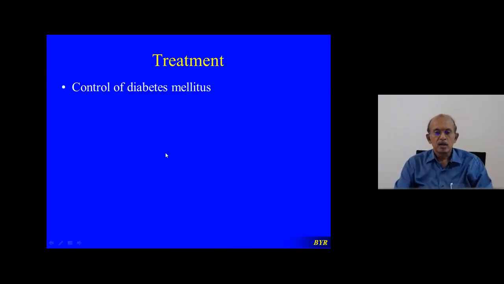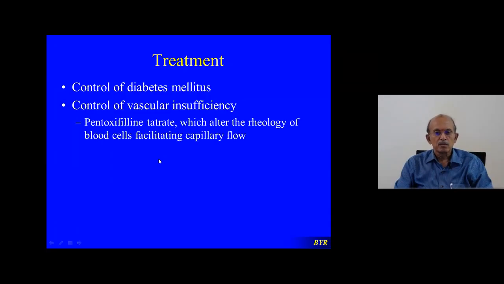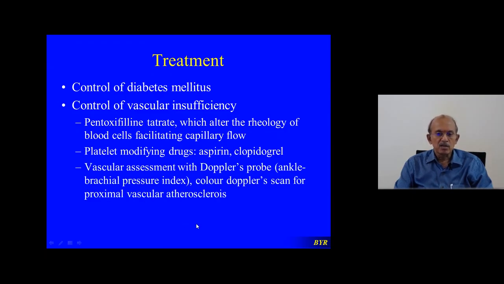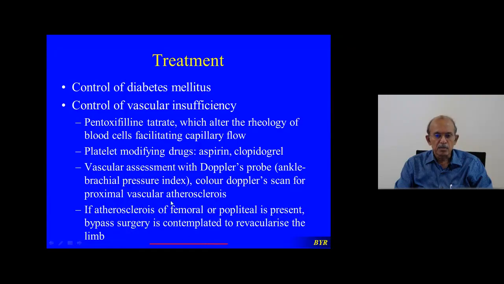Treatment: control of diabetes mellitus, control of vascular insufficiency. Vascular insufficiency can be controlled with pentoxifylline tartrate, platelet modifying drugs like aspirin and clopidogrel. Then vascular assessment with Doppler probe, ankle brachial pressure index, color Doppler scan for vascular obstruction by atherosclerosis. If atherosclerosis of femoral or popliteal is present, bypass surgery is contemplated to revascularize the limb.